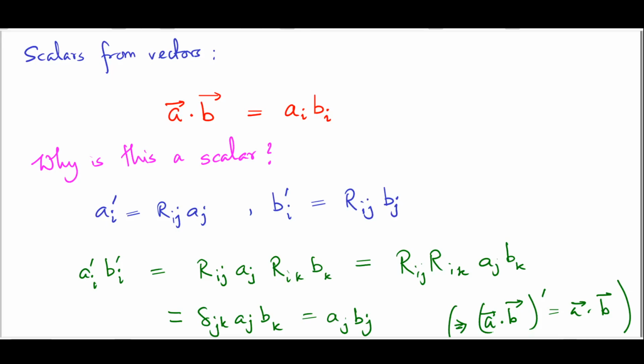But the notation actually also implies that now you are going to do the sum over i in R_ij R_ik first, and then multiply the result by A_j B_k, and then sum it. Now, because of the orthogonality of the rotation matrix, R_ij R_ik is delta_jk. So what this expression becomes is delta_jk A_j B_k, and that is the same as A_j B_j when you sum it over k. Of course, A_j B_j is exactly the same as A_i B_i, and this means that under the rotation of coordinates, A dot B changes to A' dot B', which actually is exactly the same as A dot B. So A dot B really is a scalar.